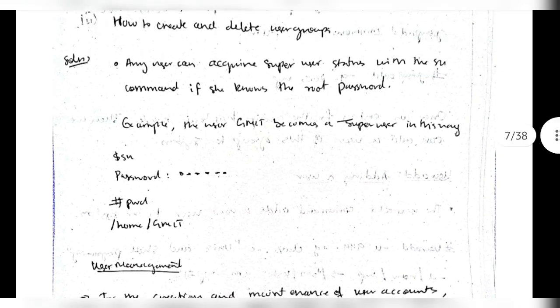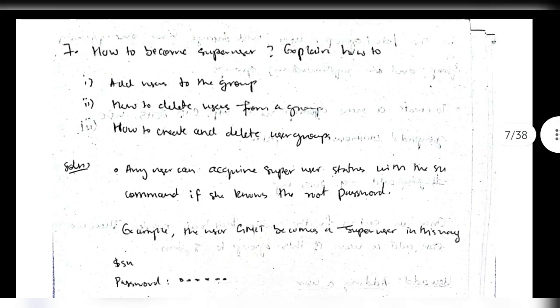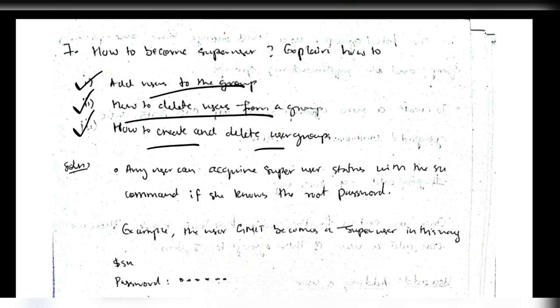Now, what are the things to cover: how to add a user to a group, how to delete a user from a group, how to create and delete user groups. Suppose that there is a user u1, and he wants to join the UNIX domain. This is the UNIX system domain. He wants to join it.